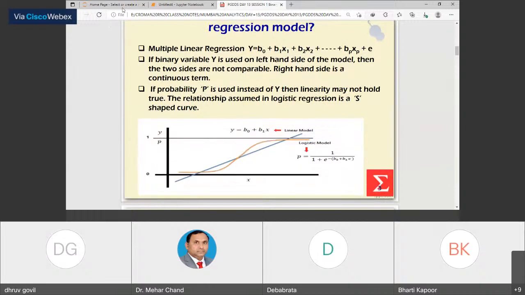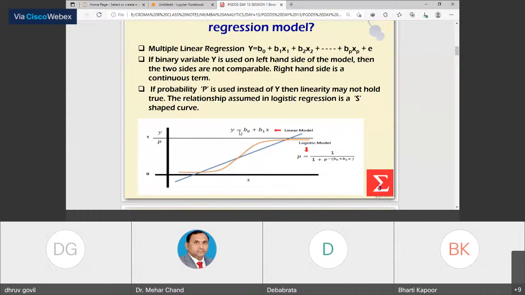In this sense, the second point, if you read this: if the binary variable y is used on the left hand side of the model, then the two sides are not comparable. How can you say this? Because the linear regression model is a straight line. But the logistic model is binary, so it always works on the classes on the basis of probability. If you see the orange line, it is an S-shaped curve. If the probability P is used instead of Y, then the linearity may not hold true. The relationship assumed in logistic regression is an S form.